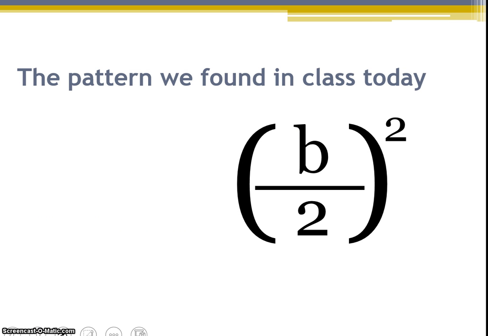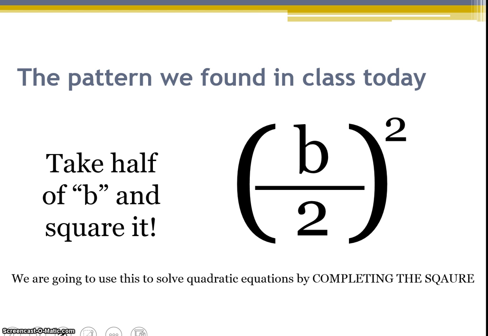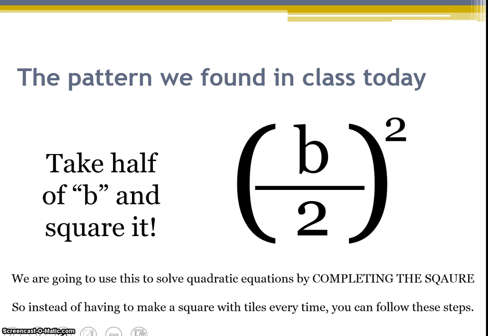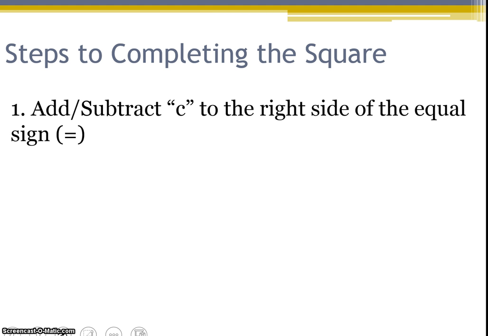So the pattern we found in class today was to take half of b and square it. So we're going to use this to solve quadratic equations by completing the square. Instead of having to make a square with tiles every time, you can follow these steps. So first you want to add or subtract the c to the right side of the equal sign.